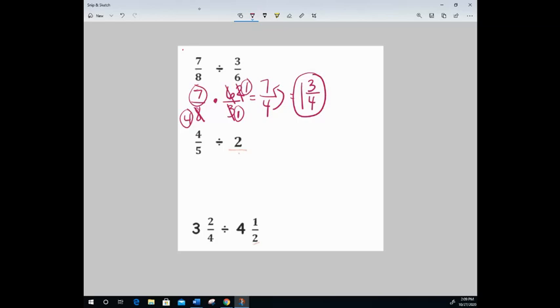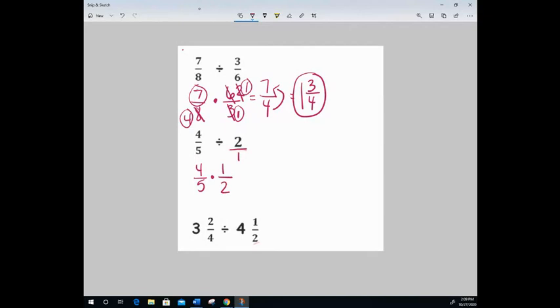Looking at this next problem, we don't have any mixed numbers. However, we do have a whole number, and that whole number, we do want to make sure we put that over 1. Now I can go ahead and change my division into multiplication and flip my second number. So 4/5 will stay as 4/5. Changing division to multiplication, and 2/1 now becomes 1/2.